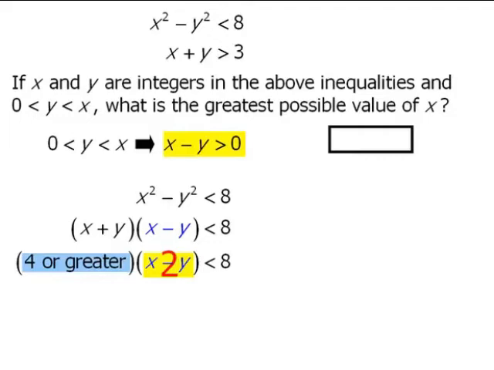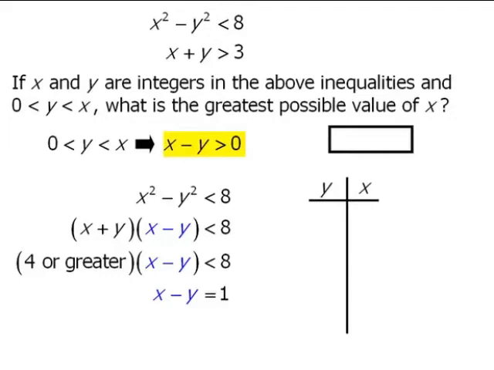As such, we know that x minus y must be less than 2, and we also know that x minus y must be greater than 0. So given this information, it must be the case that x minus y is equal to 1. In other words, x and y differ by only 1. Well, since x and y are both positive integers, what are some possible values of x and y? Well, y could equal 1 and x could equal 2, y could equal 2 and x could equal 3, and so on.